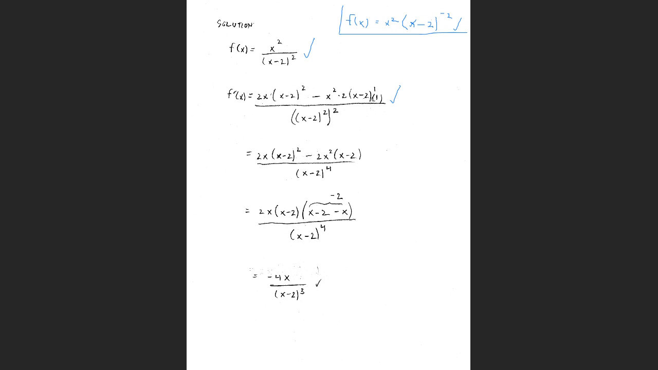Now, at this stage, I've used the quotient rule, and I'm going to just then write the first derivative this way. Okay, and let me know if you have any questions.